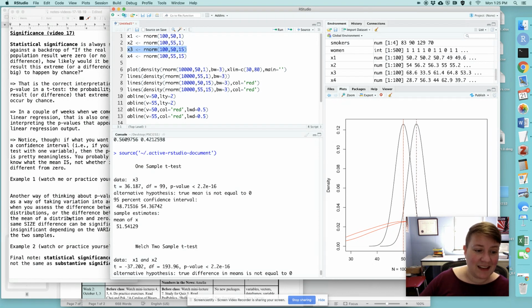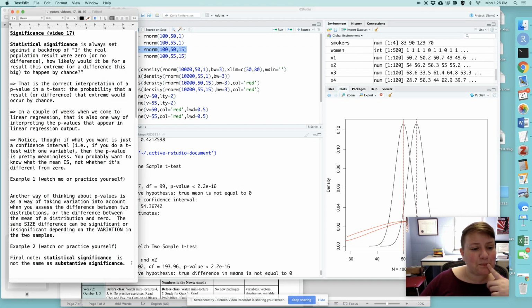The next thing is to consider a two-sample t-test. We're going to do that in more detail in the next video. Another way of thinking about p-values is that it's a way of taking variation or spread into account when you assess the difference between two distributions. And so the key point here is that the same size difference can be significant or not significant depending on the level of variation in your two samples.